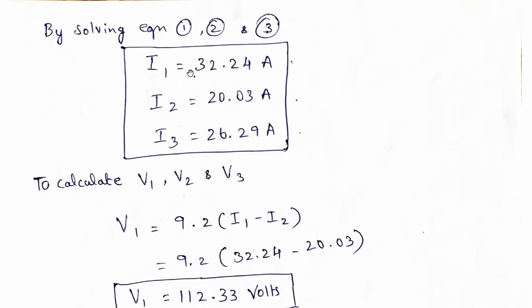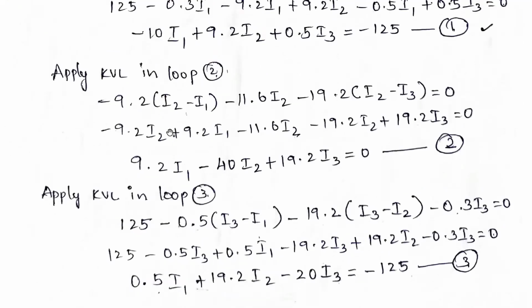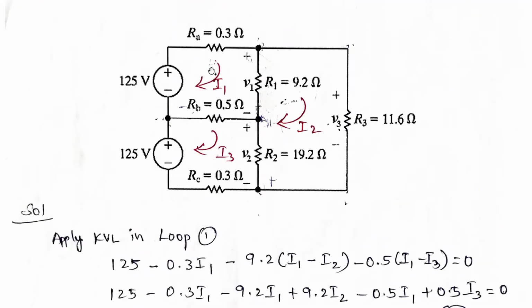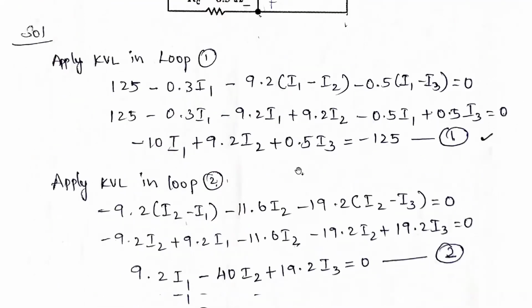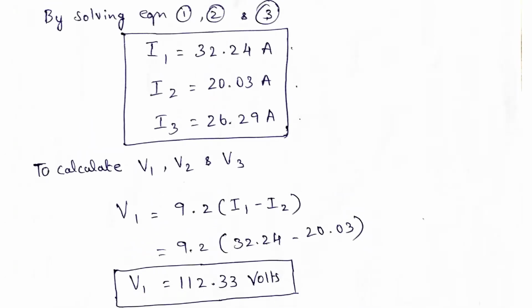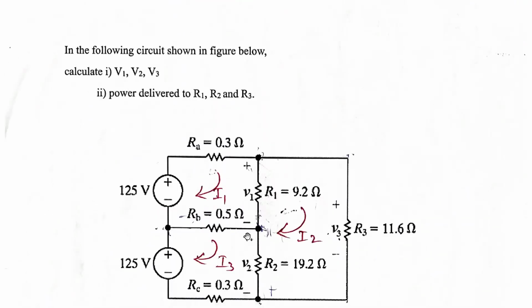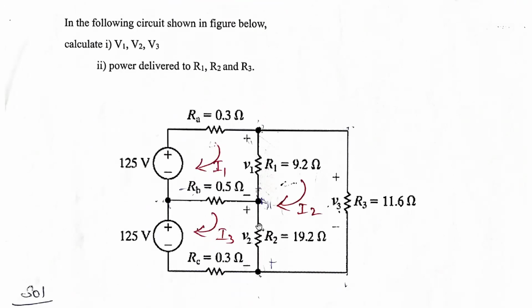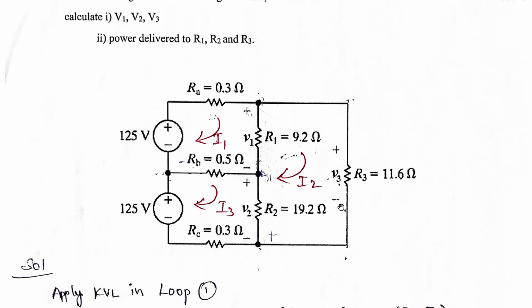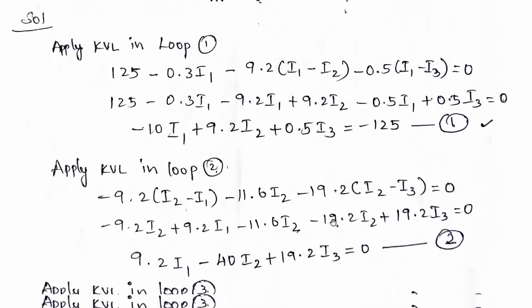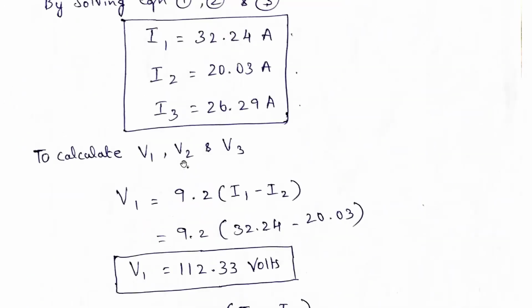Now, with these current values, we calculated the current flowing here, here, and here, that is I1, I2, and I3. With these current values, now the main objective is to calculate V1, V2, and V3. That means, what is the voltage in this particular resistance R1? What is the voltage in this particular R2 resistance? What is the voltage in this particular resistance R3, that is V3? We need to find out V1, V2 and V3.